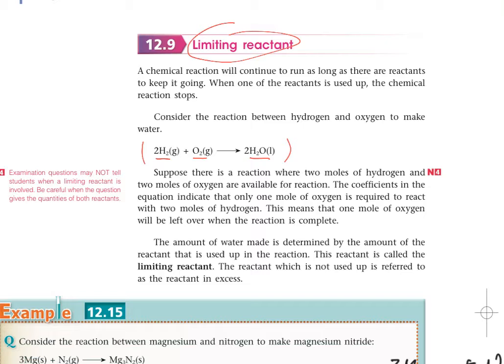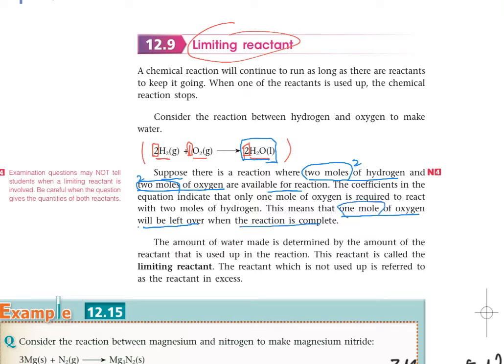Okay, so for example, here you can see theoretically for this equation, there are 2 moles of hydrogen reacting with 1 mole of oxygen to produce 2 moles of water, right? And then suppose the question provided 2 moles of hydrogen and 2 moles of oxygen available for reaction. Then after the reaction, there are still 2 moles of water produced, but 1 mole of oxygen will be left over when the reaction is completed.